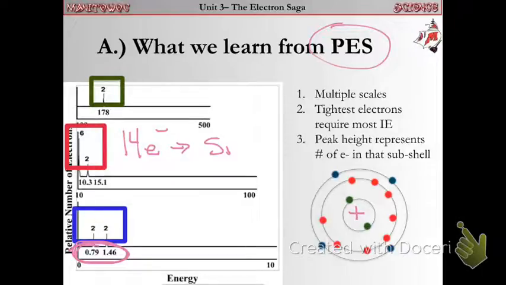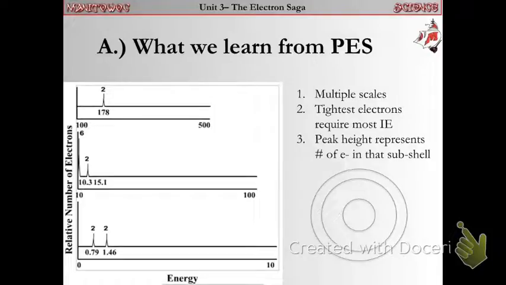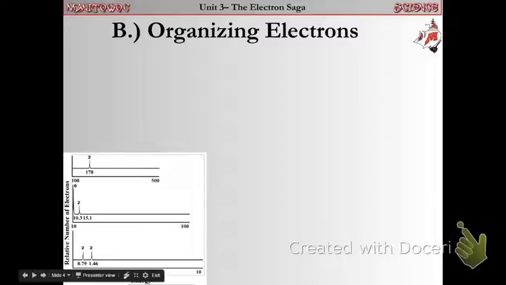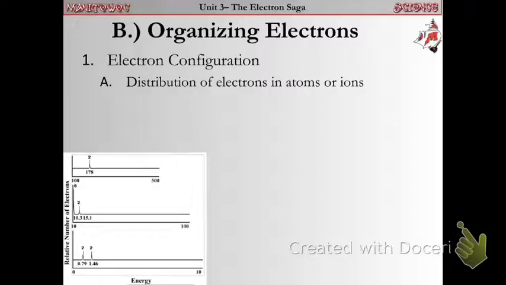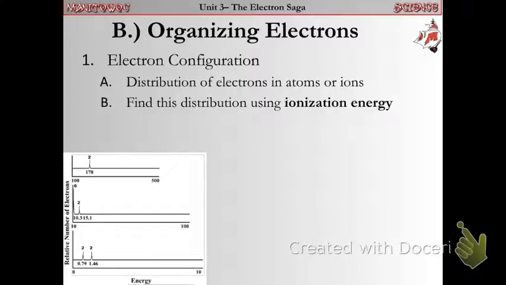Okay, so that's a PES. And we'll get a little bit more to that subshell stuff in a little bit. That's important material. So what we can do now is we can essentially write the address for the electrons that are inside of an atom. And this address is known as an electron configuration, just simply defined as the distribution of electrons in atoms or ions. Again, we find this distribution by using the ionization energy and using the PES to give us a pictorial representation of that energy.